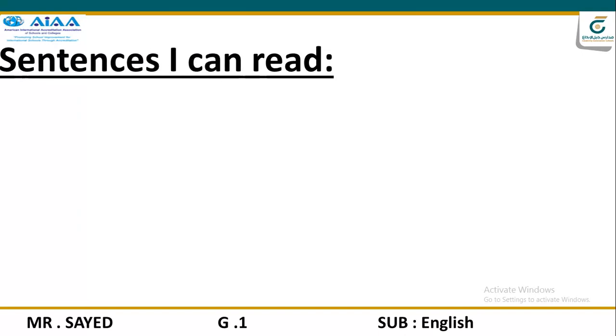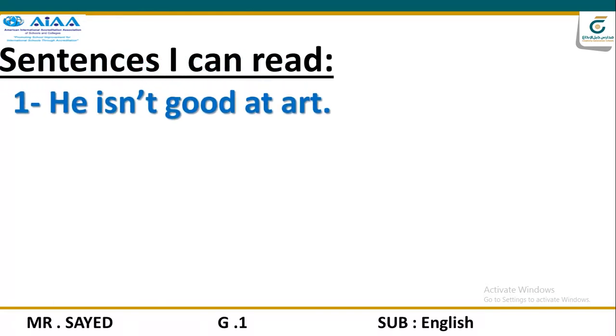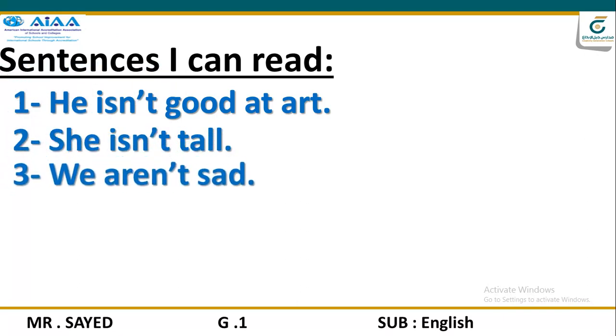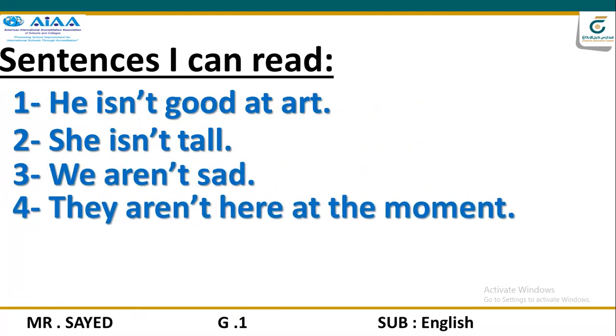Sentence I can read. Here we have many examples of sentences that contain contractions. The first one, he isn't good at art. She isn't tall. We aren't sad. They aren't here at the moment.